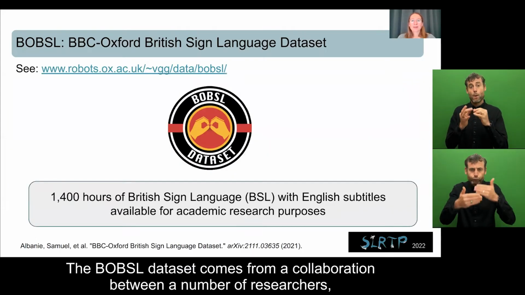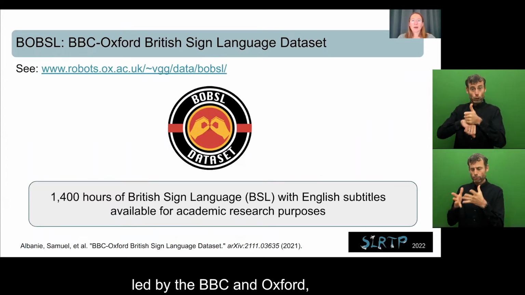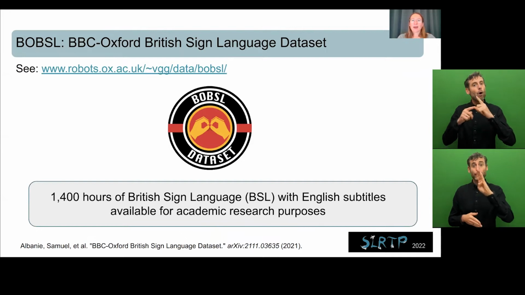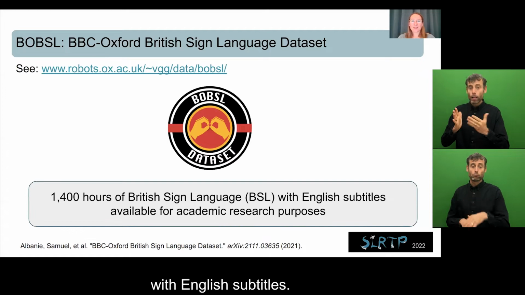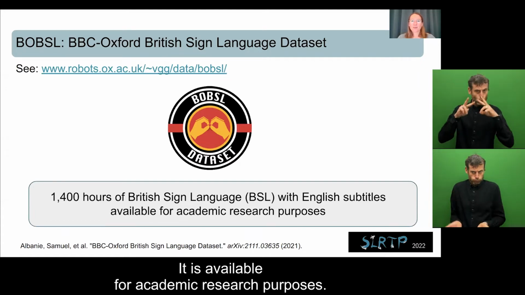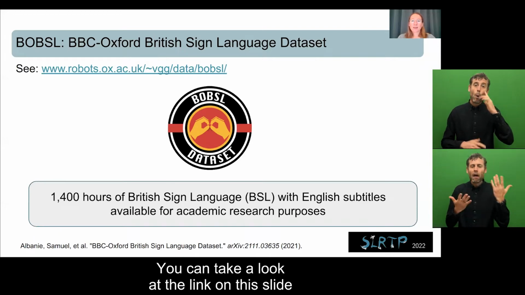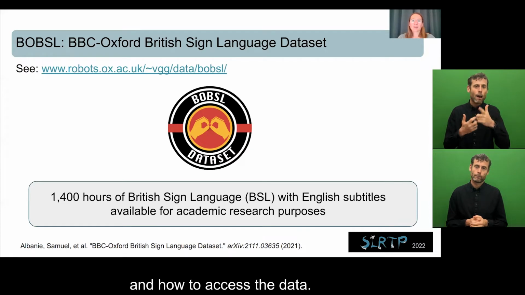The BobSL dataset comes from a collaboration between a number of researchers, led by the BBC and Oxford, and has 1,400 hours of British Sign Language video with English subtitles. It is available for academic research purposes. You can take a look at the link on this slide for information about BobSL and how to access the data.